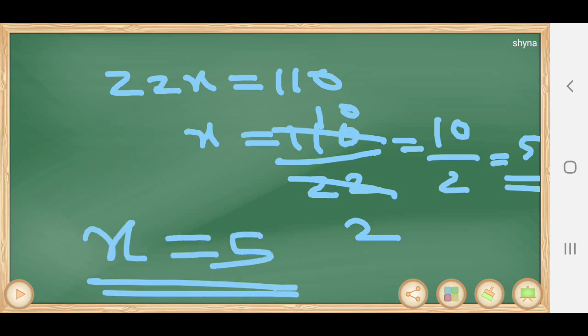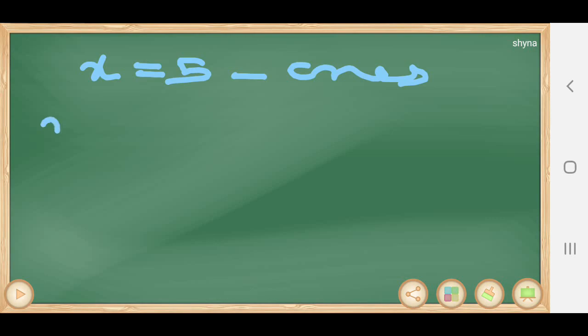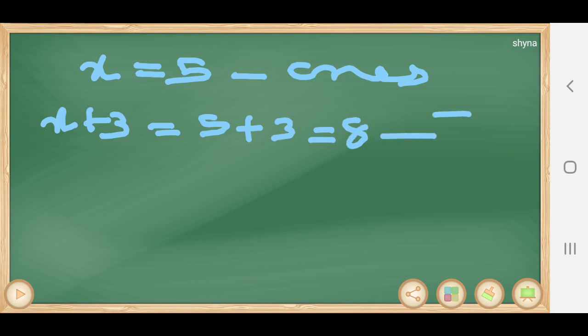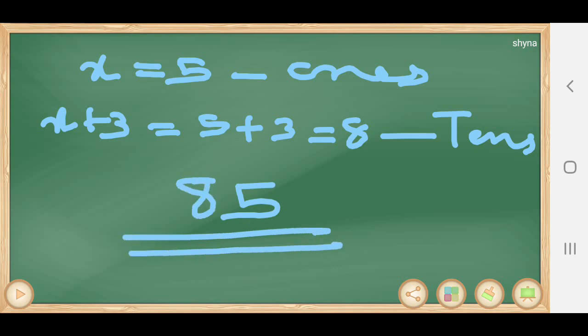Can you stop here? No, the question asks us to find the number, not the digits. If x equals 5, that means x is in the ones place, and then you have to find the number in the tens place. What is the number in tens place? x plus 3, so 5 plus 3 equals 8. 8 is in the tens place and 5 is in the ones place. Then the number is 85. Yes, the original number is 85.